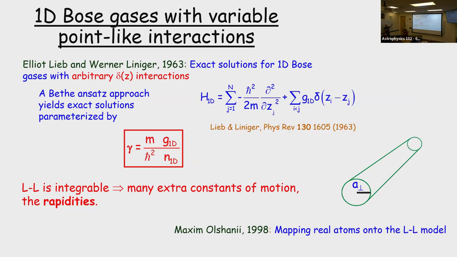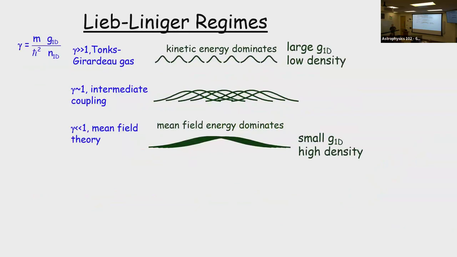The next step in this history is a whole lot of theory between 1963 and 1998, but Maxim Olshanii showed that if you have a real 3D atom in a waveguide, pulled to the ground state of that waveguide, the actual scattering maps extremely well onto this. So to understand what those solutions are like, we can look at the different regimes of gamma. When gamma is much greater than one, that's the regime of the Tonks gas. That's where the probability of two particles being in the same place is zero. So this is sort of a cartoon of the correlation between the particles. You'll never find two particles in the same place. This happens in 1D when g1D is large, or when the density is low.